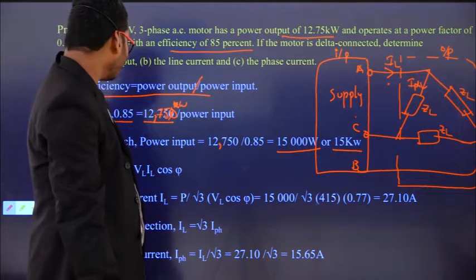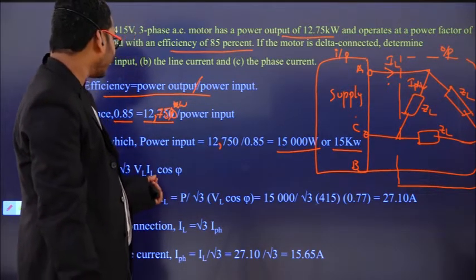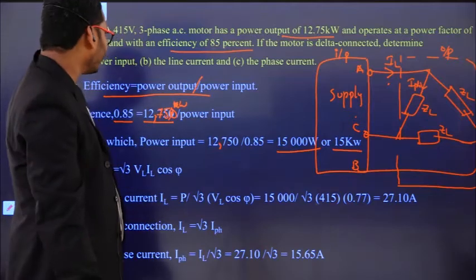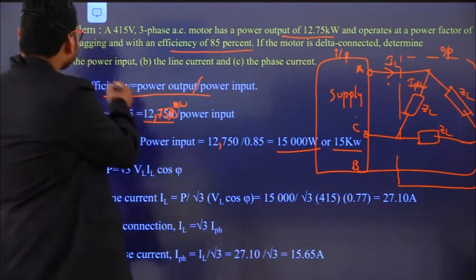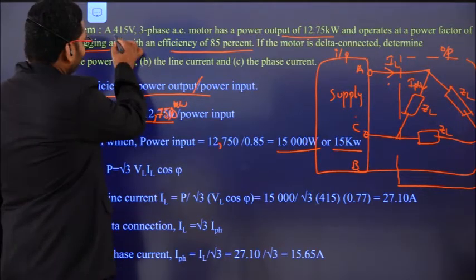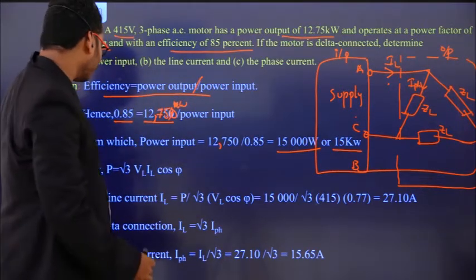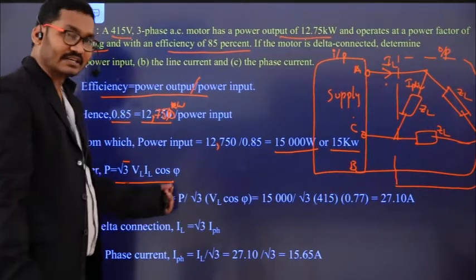Before finding line currents, you can also find out the phase current. He has given the data: the power input we just found, the power factor, and also the VL value. The formula is power input equals √3 into VL IL cos phi.